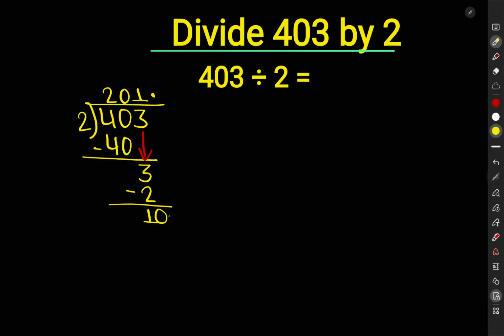So now it is 10, and 2 times 5 means 10. On subtracting we get 0. So 403 divided by 2 is 201 decimal 5.